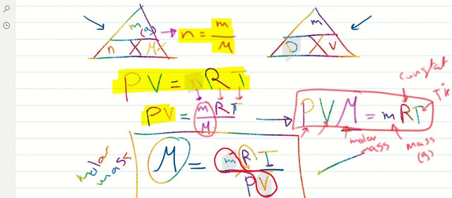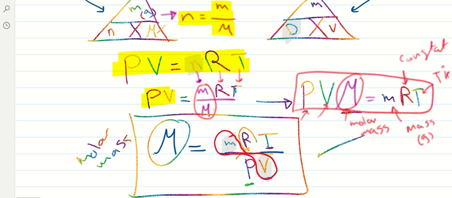I want M alone. So M alone equals mRT divided by PV. That is how to calculate the molar mass. And the question will be very direct. You will just substitute in the formula.